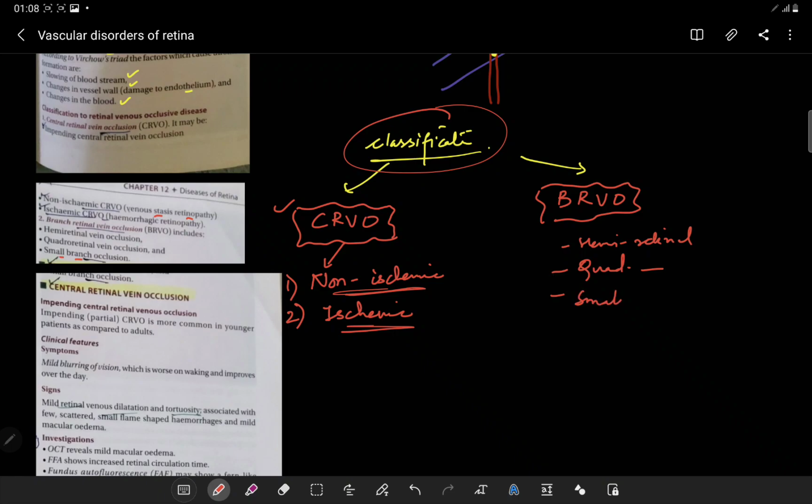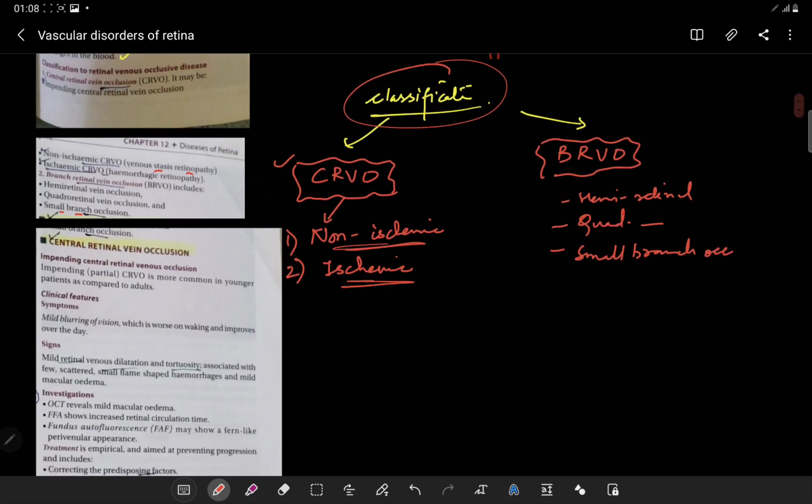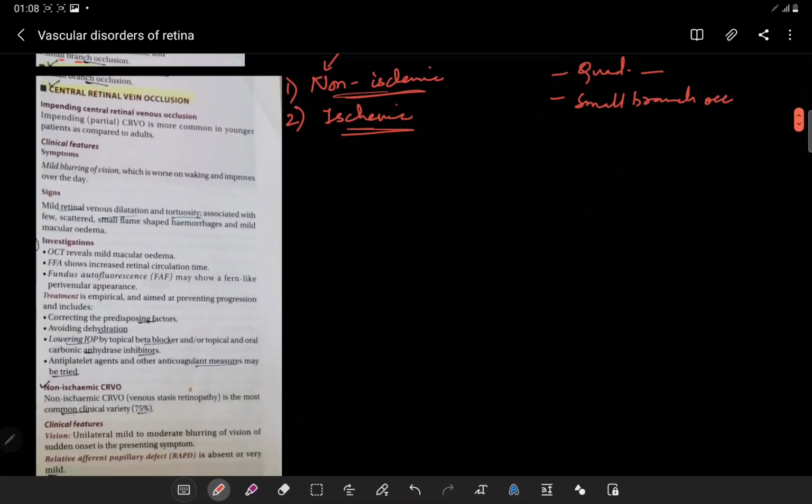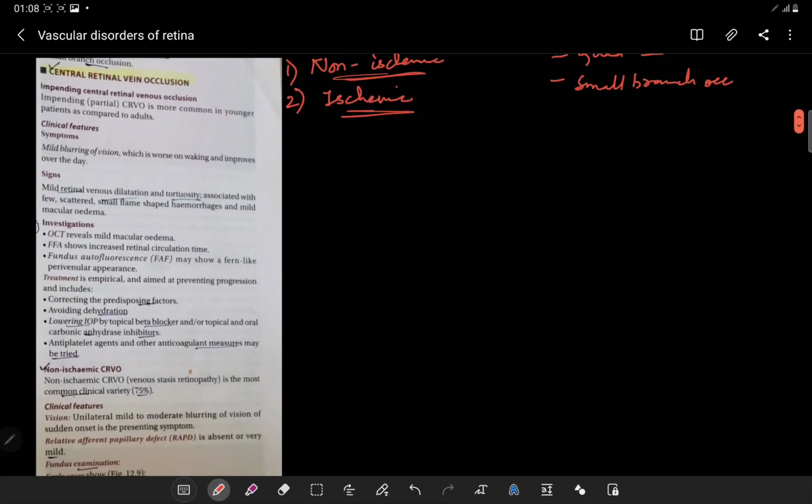It can either be a small branch occlusion. So this is a classification of the retinal vein occlusion. Now we have the main topic, which is known as the central retinal vein occlusion. So let's have a discussion on the central retinal vein occlusion.